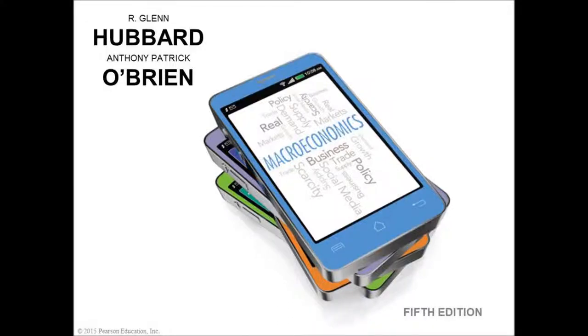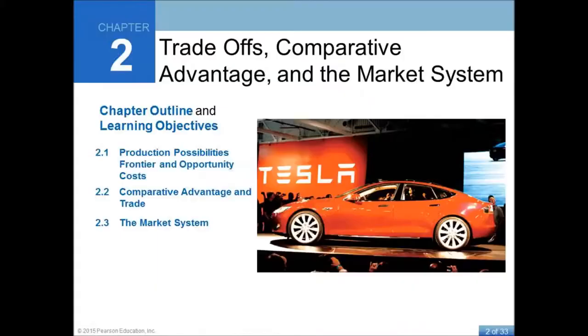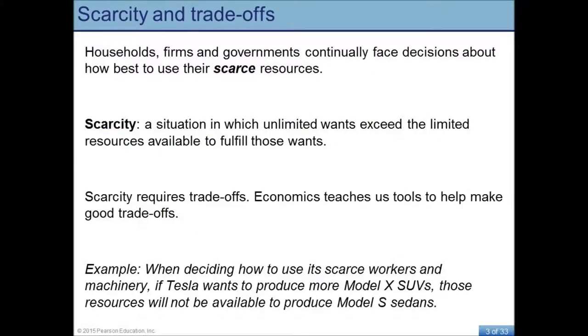Okay, so we're here with Chapter 2 for trade-offs, the comparative advantage and market system. We're going to be going through three things: our production possibilities frontier and opportunity costs, our comparative advantage and trade, and the market system. That's slide 2 of 33. Moving to slide 3. Scarcity and trade-offs.